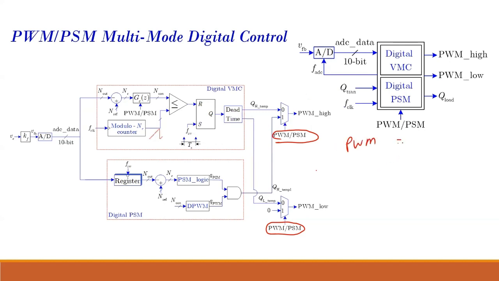Suppose the select line is 0, that means we are taking PWM. So on the high side you will get QH temp, and on the low side you will get QL temp. But if it is 1, then on the high side you will get QH temp 1, and on the low side you will get 0, because we are assuming it is operating in discontinuous mode, as it is a light load condition.